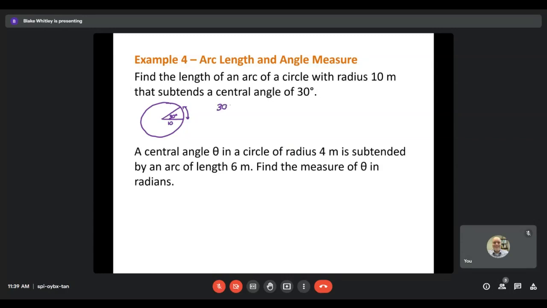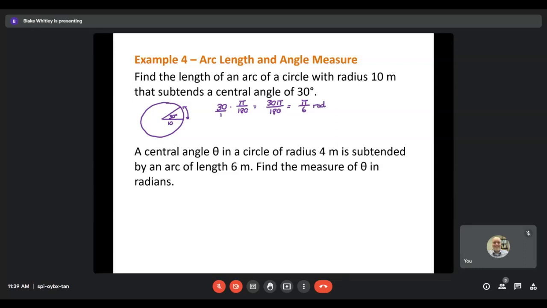So I'm going to take my 30, and I'm going to multiply it by pi over 180. Again, change this to 30 over 1 so that it's a fraction. We can multiply straight across. So we get 30 pi over 180. And now when we simplify that, 30 goes into both 30 and 180. And so we get pi over 6. Okay, so there's our radian measure now.